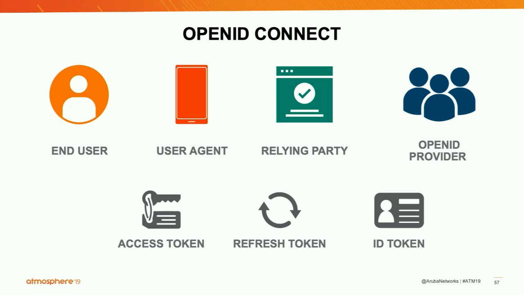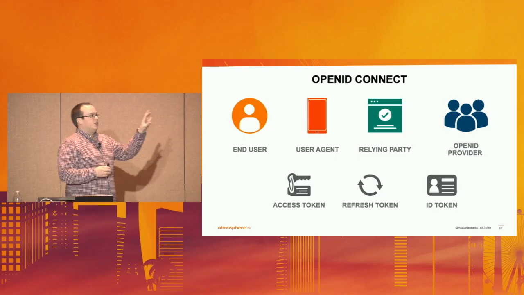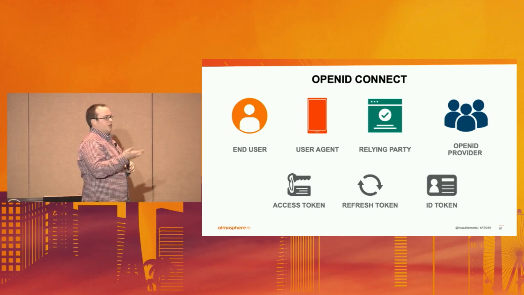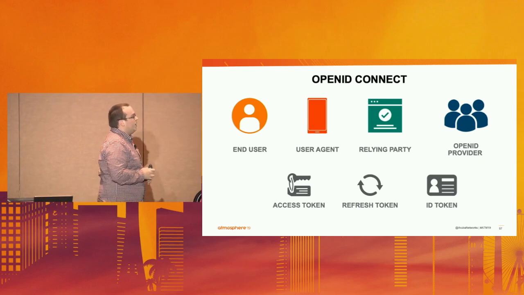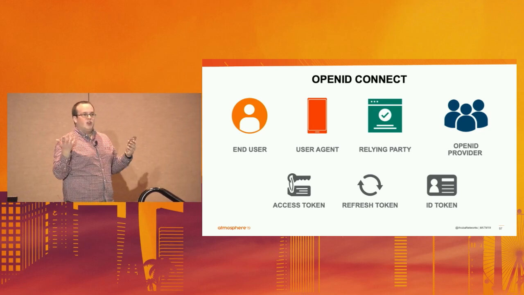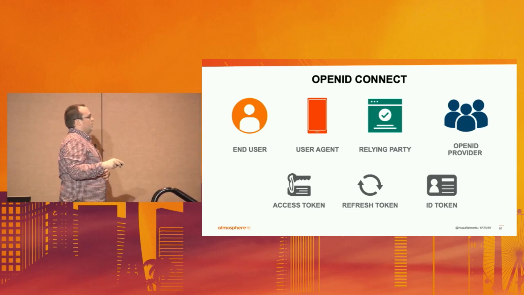So essentially, the OpenID Foundation came up with this concept of OpenID Connect. And you'll notice everything's very similar, right? You have an end user, the user agent, which is the device or the browser you're trying to access things from, ultimately the service you're trying to access, and then the provider that is proving who you are. The new piece here is the identity token.